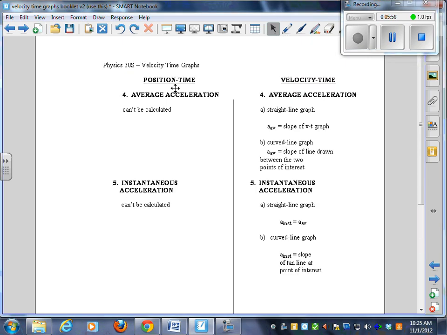Now, if I give you a position time graph and I ask you to find average acceleration, it can't be done. That's not entirely true. You would have to create a VT graph first. If you created a VT graph from your position time graph, then you could get the average acceleration. Well, maybe only in extreme circumstances. Maybe in a bonus kind of enrichment activity. Same thing with instantaneous acceleration. You would have to have a VT graph to do that.